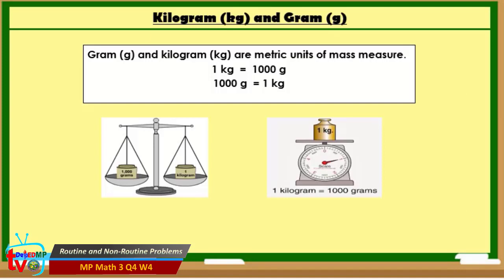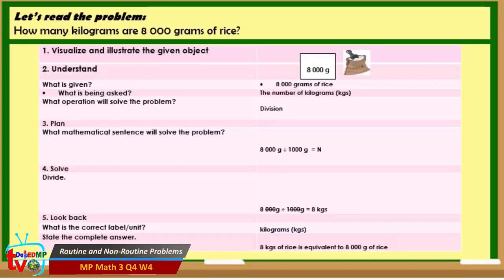Let's proceed to kilogram and gram. Gram and kilogram are metric units of mass measure. 1 kilogram is equivalent to 1,000 grams. 1,000 grams is equal to 1 kilogram. Let's read the problem. How many kilograms are 8,000 grams of rice?